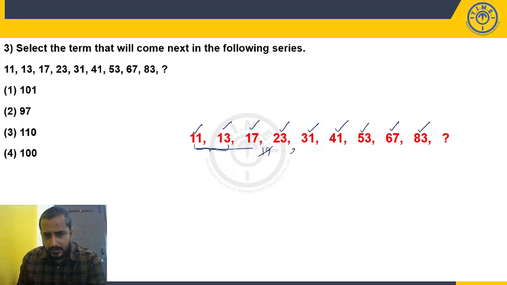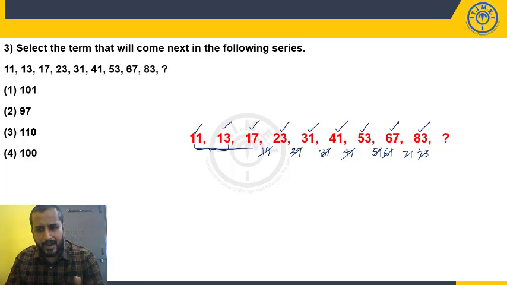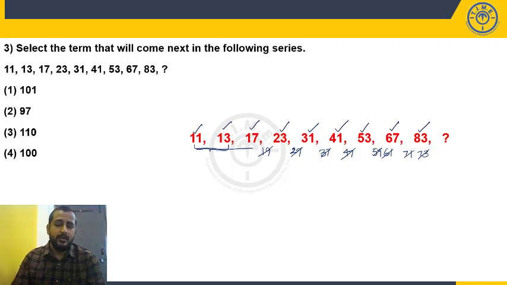23, 31: 29 is missing. 31, 41: 37 is missing. 41, 53: 47 is missing. 53, 67: 59 and 61 are missing. 67, 83: 71, 73 are missing. Is it following any pattern? First two numbers, nothing is missing, and next four, one number is missing. After that, two numbers are missing. Can you see any proper pattern? No, I can't. Though these are prime numbers, I cannot see a proper pattern in how they are taken. So these are the tempting questions where you may commit a mistake.